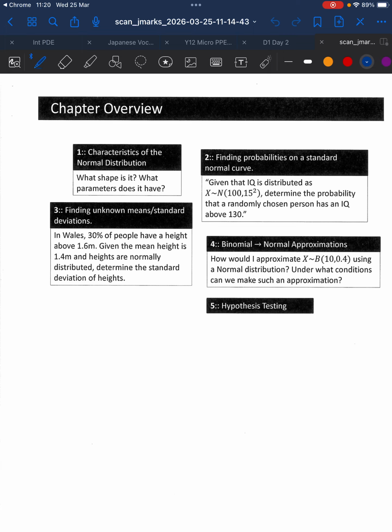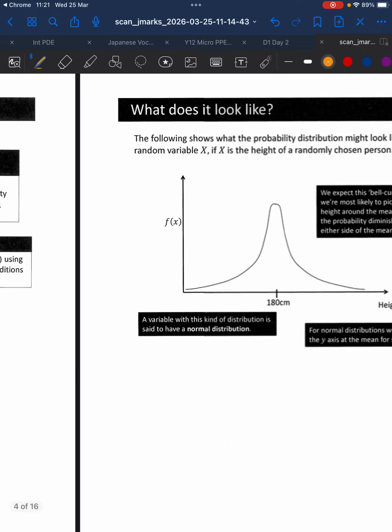So we're going to talk a little bit about some characteristics of the normal distribution. We're going to use it to find probabilities. And then ultimately, we're going to do a couple of things. So number 3 is about solving some problems with some unknowns. Number 4, we'll talk about how we can approximate a binomial situation to a normal situation and why we want to do that. And then probably the most common of all is we can do some hypothesis testing.